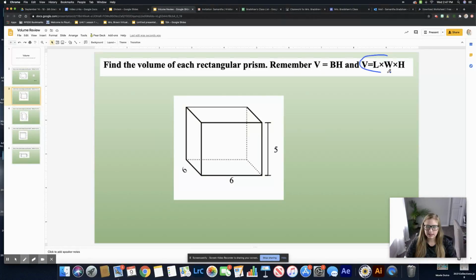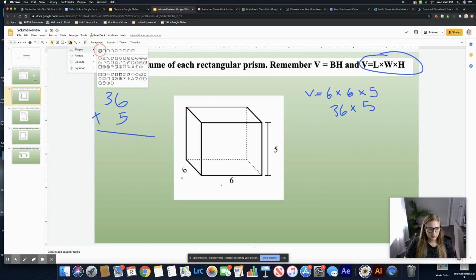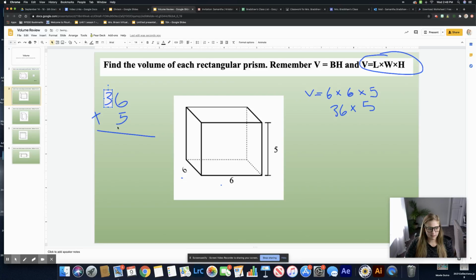I'm going to use length times width times height. So I have volume equals 6 times 6 times 5. So I'm going to solve this first one. 6 times 6 is 36 times 5. So I'm going to rewrite this over here so it's a little bit easier for me. 36 times 5. I'm going to go ahead and pretend that that 3 is covered. I'm just going to put a box and pretend it's covered.